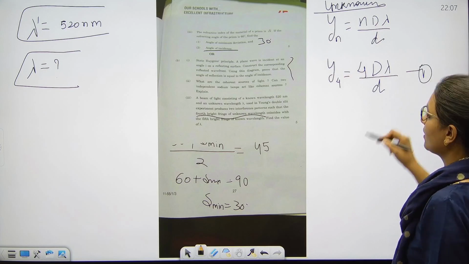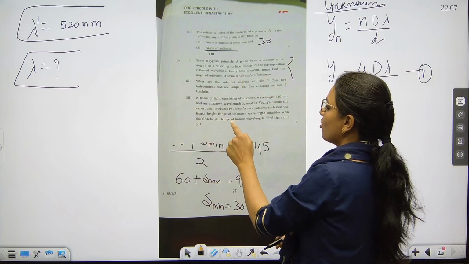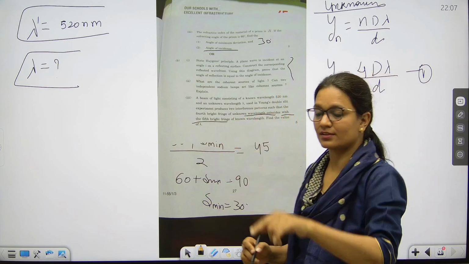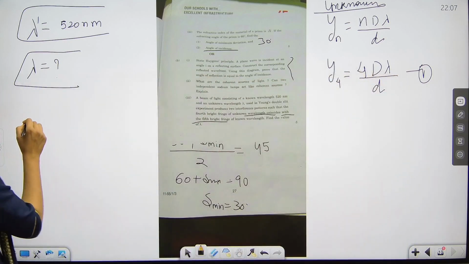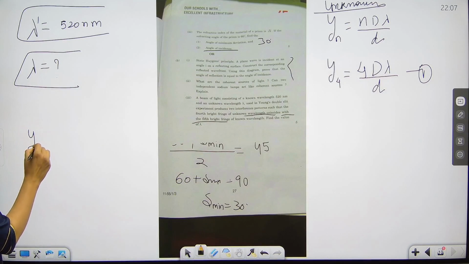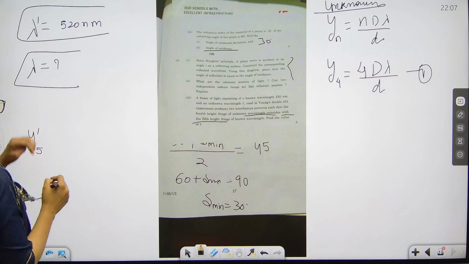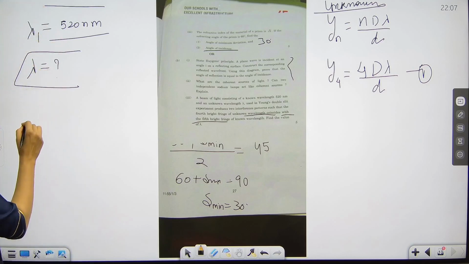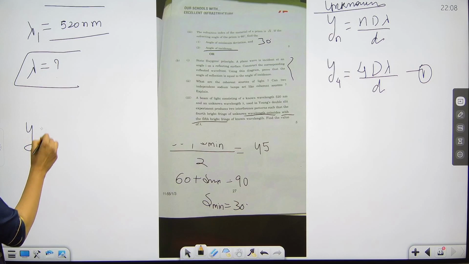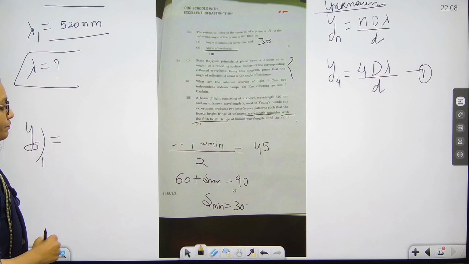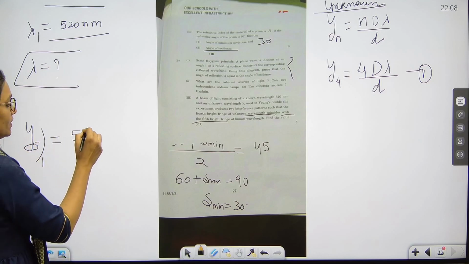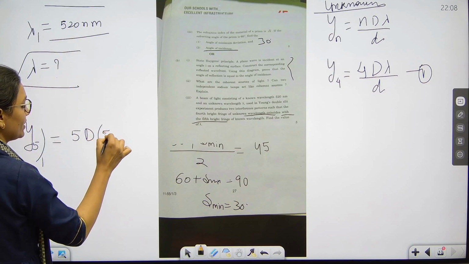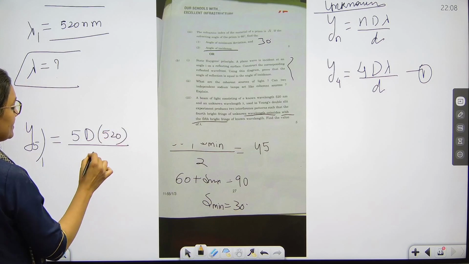Equation number 1. The fourth bright fringe of the unknown wavelength coincides with the fifth bright fringe of the known wavelength. Now for the fifth bright fringe, can we find the known wavelength? To write the location, let me use lambda 1. So y51 will be equal to 5 D lambda. We know the lambda, yes, it is 520, divided by small d.